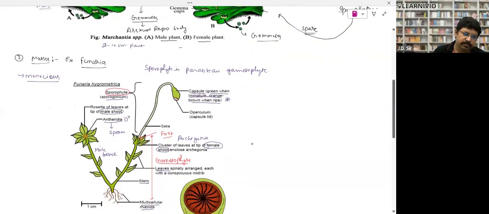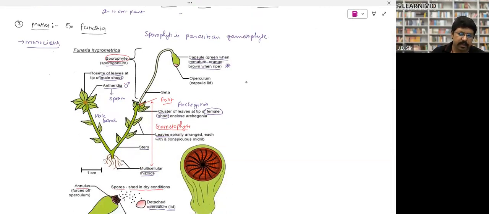Now come to the mosses. Example is Funaria. Now this is monoecious. Monoecious means male and female sex organs are found on the same plant. Look, Funaria hygrometrica is the example of this one. You can see the multicellular rhizoid and the stem. There are two branches, male branch and female branch. The male branch bears the male reproductive structure, antheridia, which will produce sperm. And the female branch bears the female reproductive structure, archegonium. This is the gametophytic body, right?